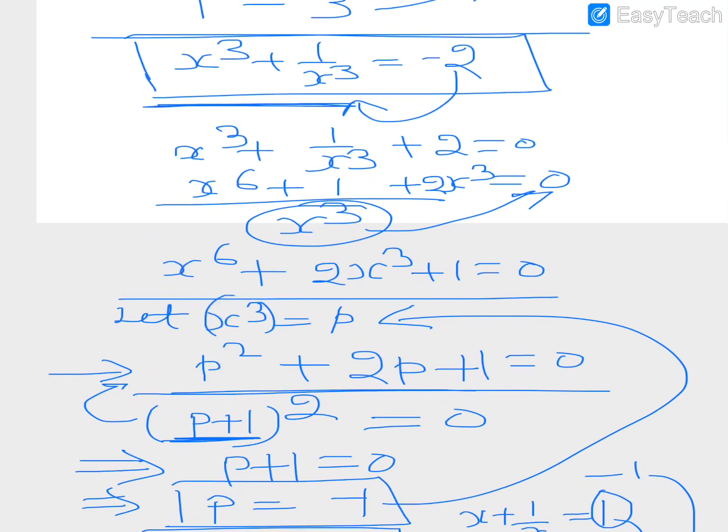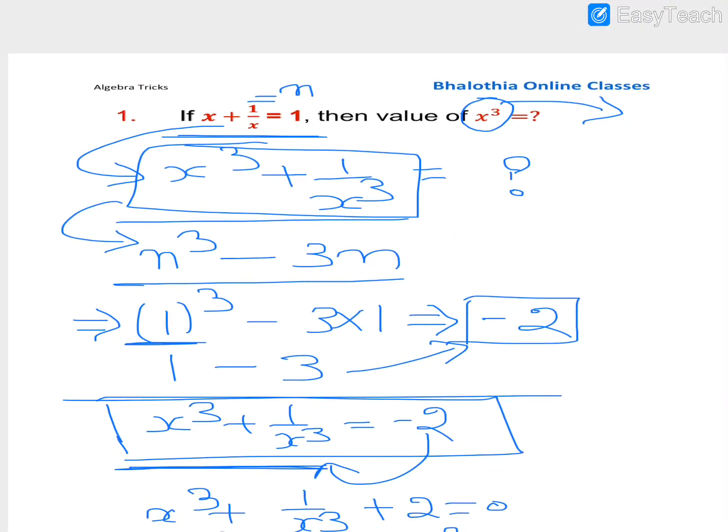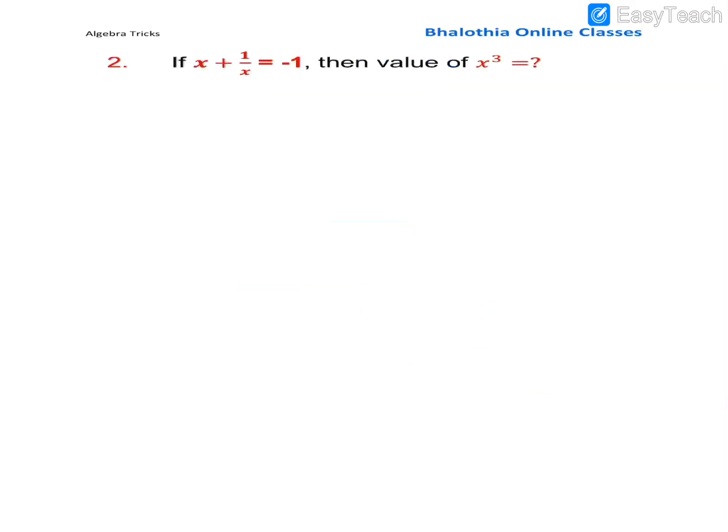And if there are questions based on this, some important questions, we will solve those questions as well. If you remember this directly, then it will take only a few seconds. If you don't remember this, then it may take a lot of time. And in a competitive exam you do not have that time. So let's see the next question.